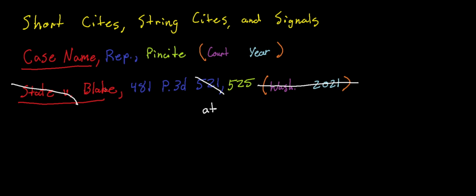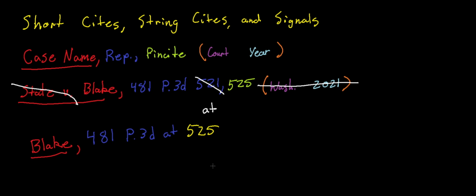So an abridged form of State v. Blake would look like Blake, italicized, comma, 481 Pacific, 3rd series, at 525, our pin cite, and then period. So this is what a shortened form looks like.